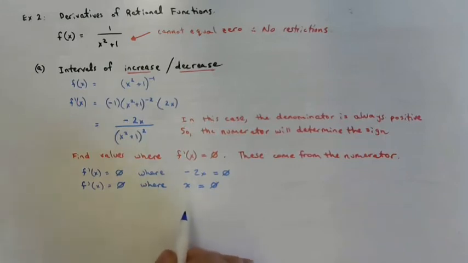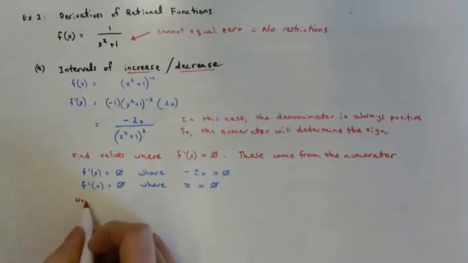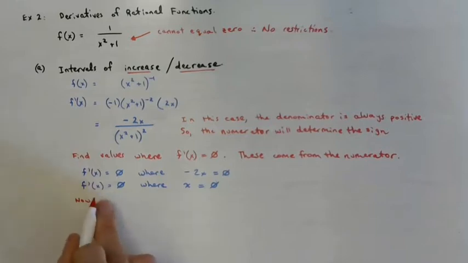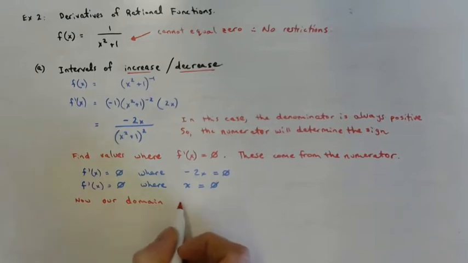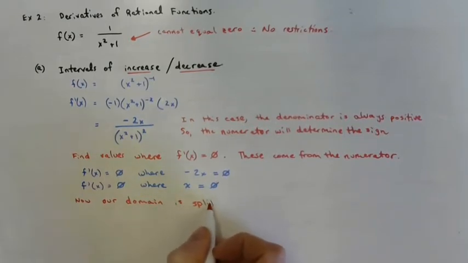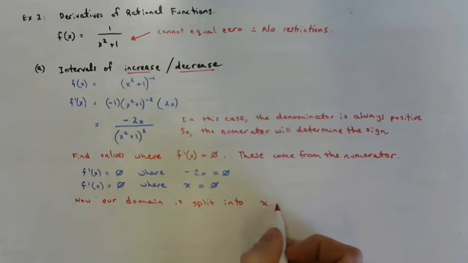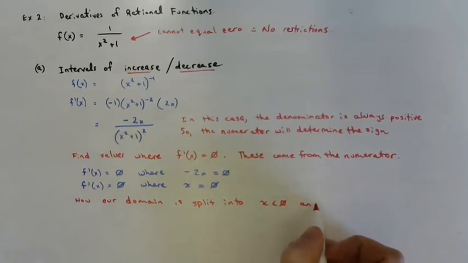So what does that mean? That means that our domain is split into two portions. It's split into values less than 0 and values greater than 0. I'm just going to write that. Now our domain is split into x is less than 0 and x greater than 0.